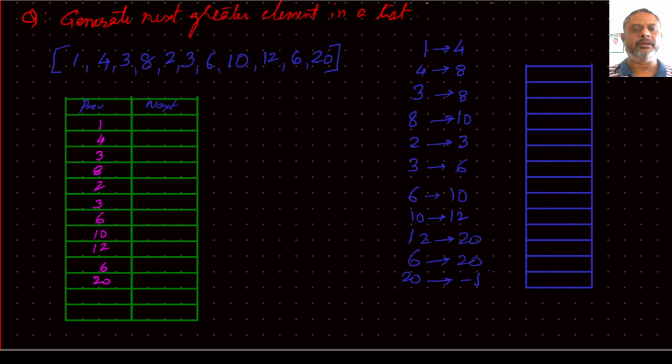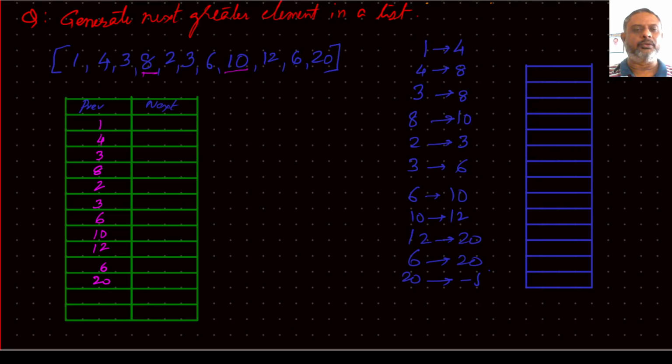That means we select any number and from that number we continue moving forward till we get a number bigger than that. Say we talk about 8, then we start moving from 8 to the right. 2, no, it is not bigger than 8. 3, no, it is not bigger than 8. 6, not bigger than 8. 10, yes. So if I start from 8, 10 is the greater element which is coming next. So this is the logic.